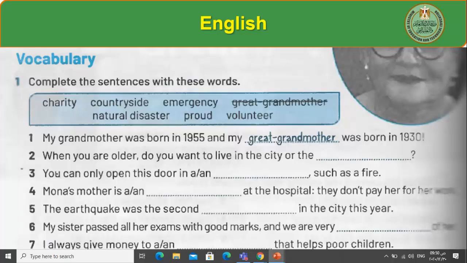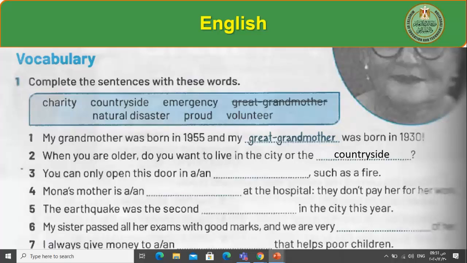Number two, when you are older, do you want to live in the city or the countryside? Yes sure. Countryside. It gives you a choice: city or the countryside.